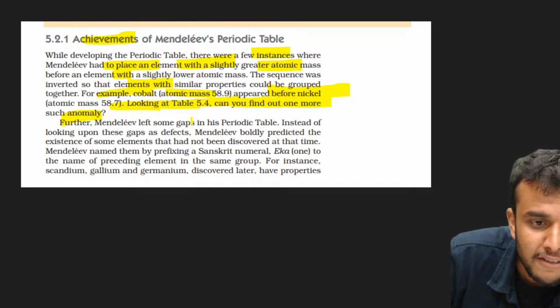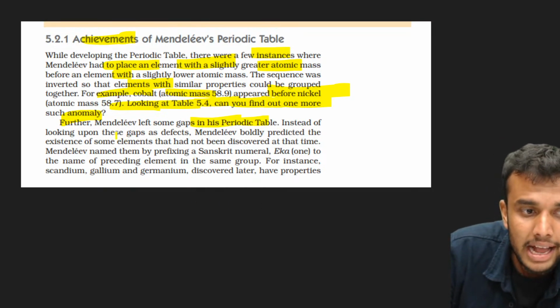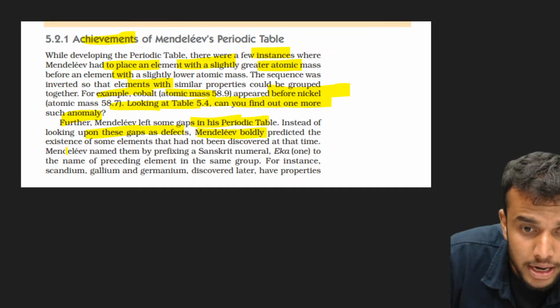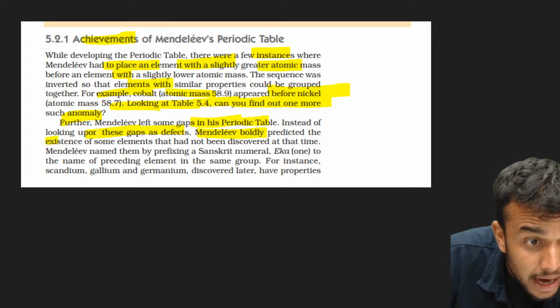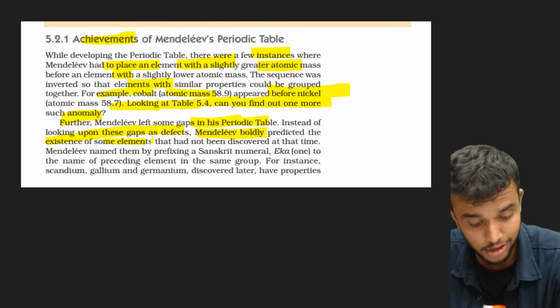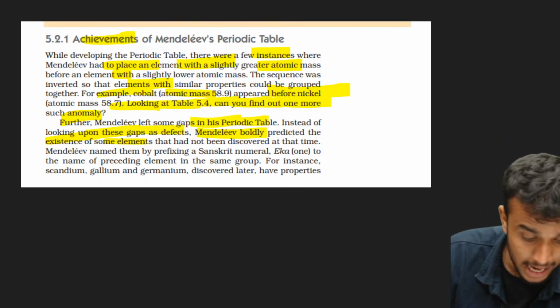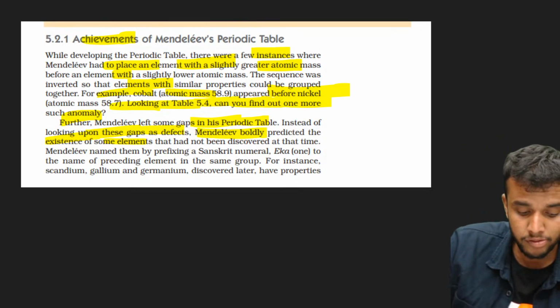Further, Mendeleev left some gaps in his periodic table. Instead of looking upon these gaps as defects, Mendeleev boldly predicted the existence of some elements. What did he predict? He thought that definitely in future we can discover them.